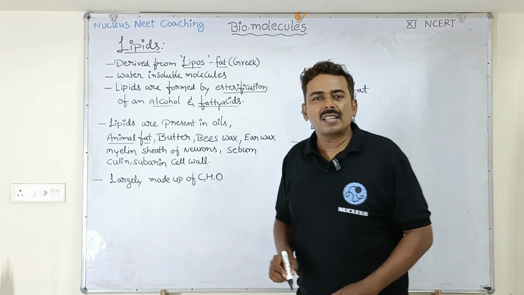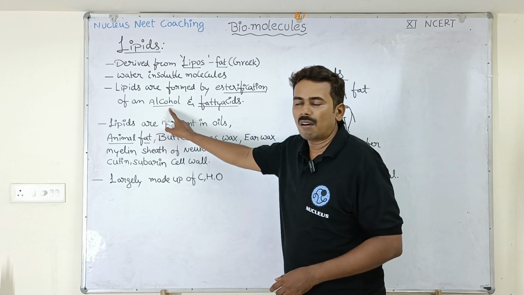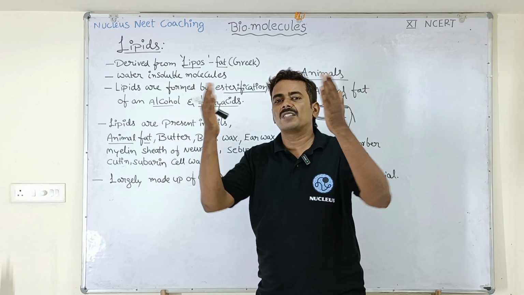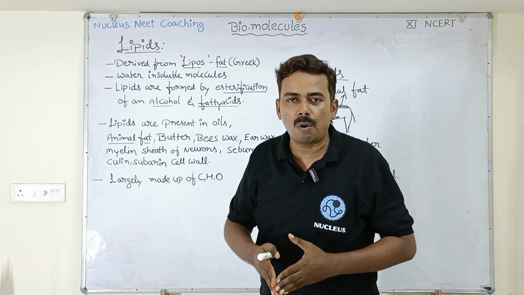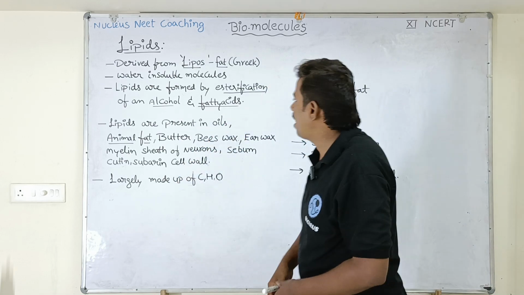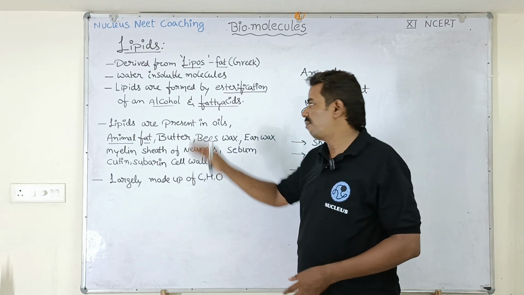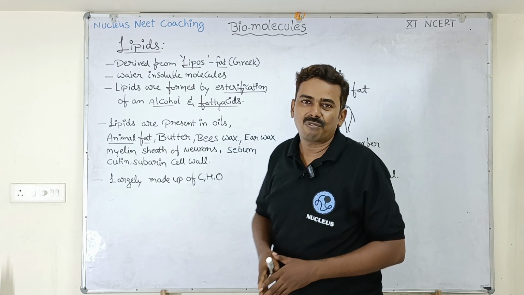What is esterification? It is a process by which two compounds, alcohol and fatty acids, come together by forming a bond called an ester bond. This process we call esterification. So because of esterification of alcohol with fatty acids, lipid molecules are formed.